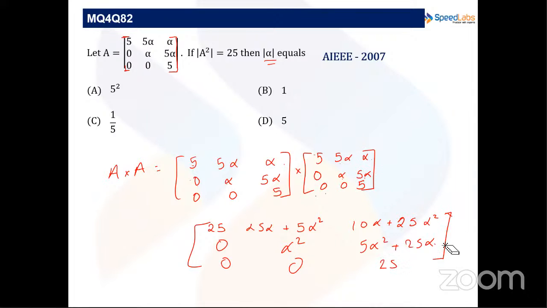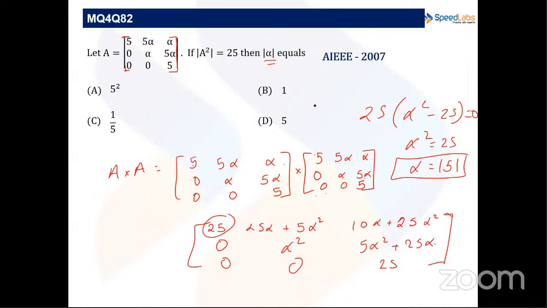So if we try to find the determinant value of this, then it will be 25 into alpha square minus 25 equals 0. So alpha square equals 25. So alpha is equal to mod of 5. So alpha will be plus minus 5. Sorry, mod of 5. Or mod of alpha, we can say it will be equal to 5. So correct option is D.